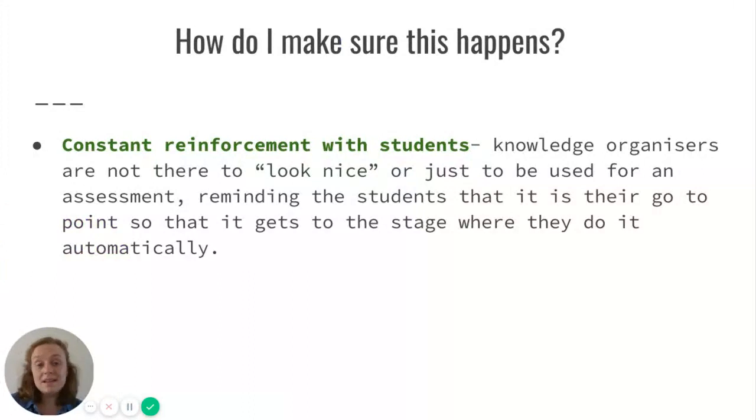The other way I make sure this happens, and I've said this throughout, is the reinforcement. It is just constantly reminding students why they are there. They're not just there to look nice. They're not just used for an assessment. It's reminding them that it's their go-to.